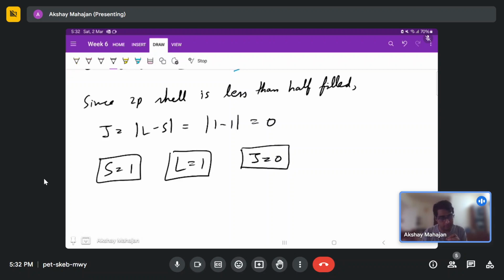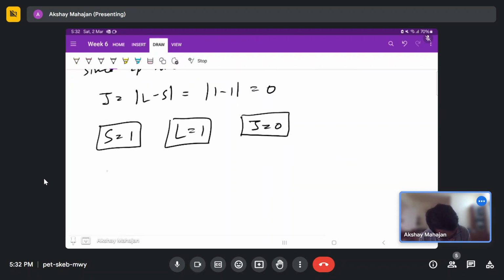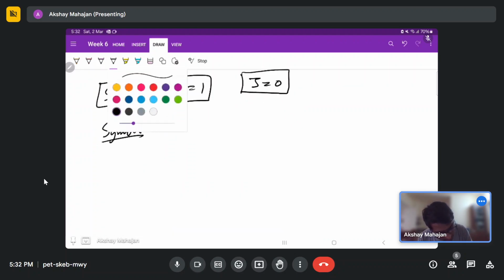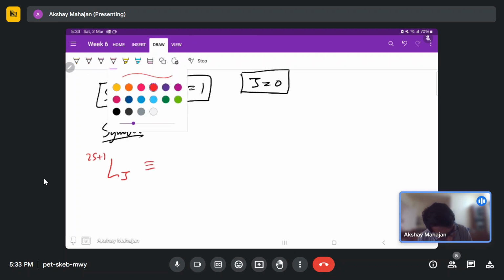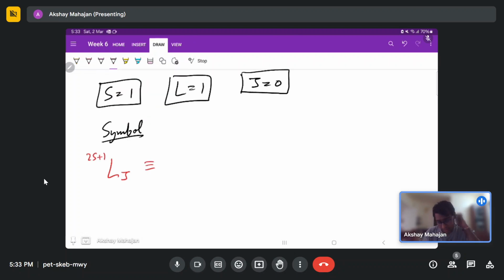Now we need to find the term symbol, given by 2S plus 1, L, J. Here L is equal to 1, and for L equals 1 the symbol is P. J is 0, and 2 times 1 plus 1 is 3. So our symbol will be 3P0.